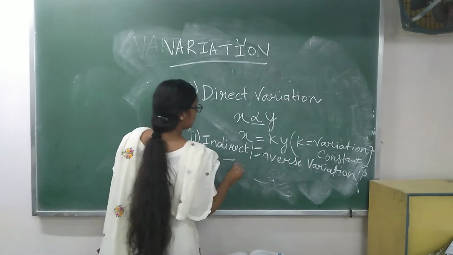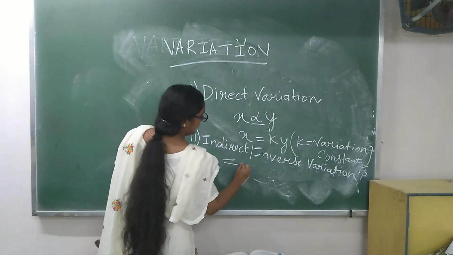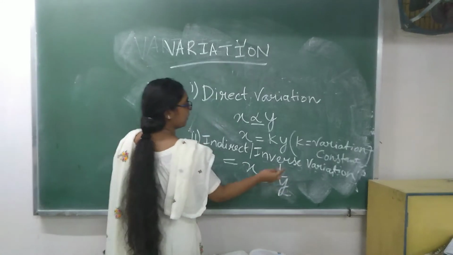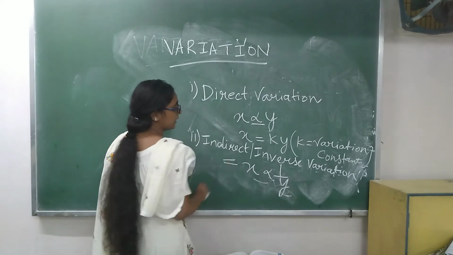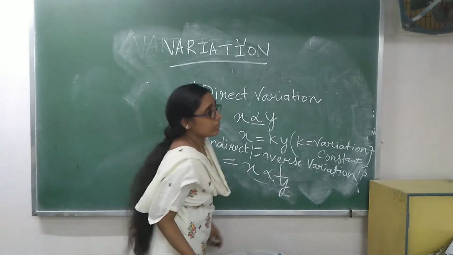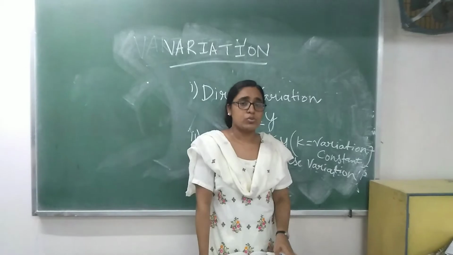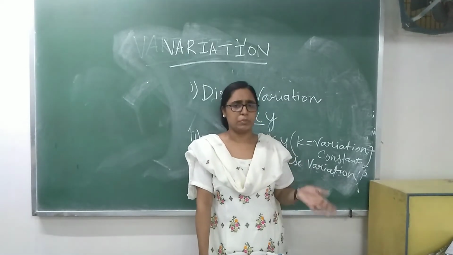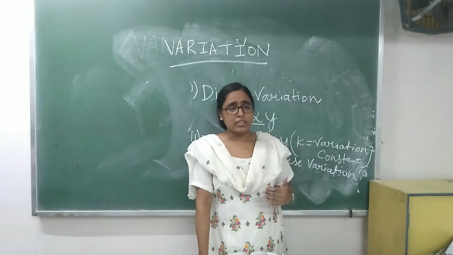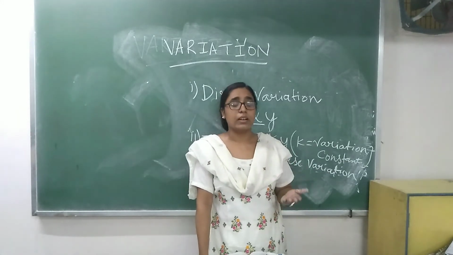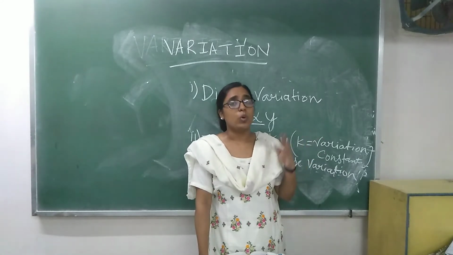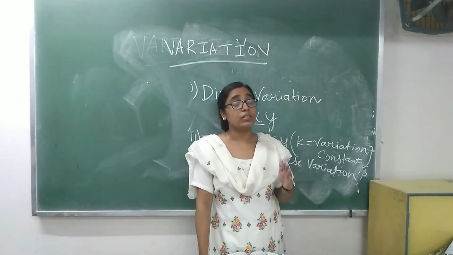So what is indirect or inverse variation? When x increases, y may decrease, or when y increases, x may decrease. Suppose that you are taking 5 people to do one work. If you increase the number of people, now you are taking 8 people, the days will decrease, because when people increase, that work can be done in less time. So the relationship between workers and time will be indirect.